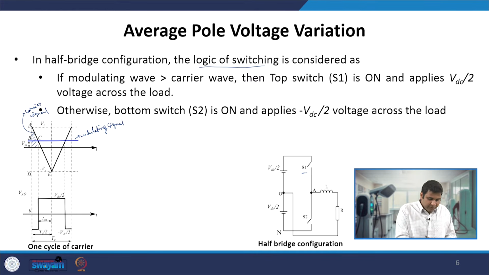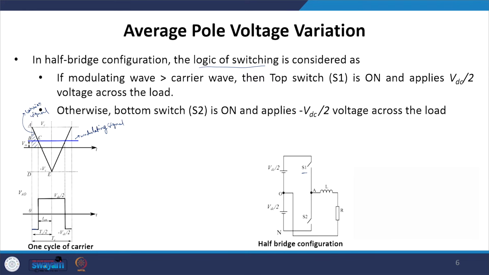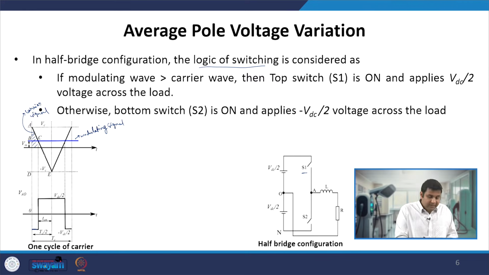So at that point, from A to C, what is happening is that my triangle signal, or my carrier, is greater than the modulating signal, and that is when my S2 switch is on, and I am applying minus VDC by 2 across VAO. So you can see here that minus VDC by 2 is being applied. From C to E, our modulating signal is maintained at a constant value Vm. At this point my modulating wave is greater than the carrier wave, and that is when my S1 switch is on and I am applying VDC by 2 across VAO.